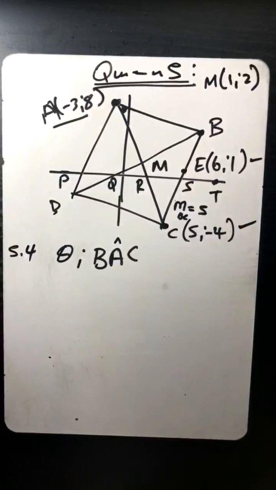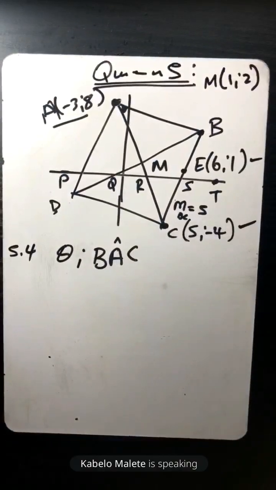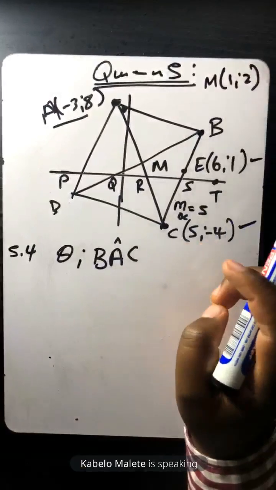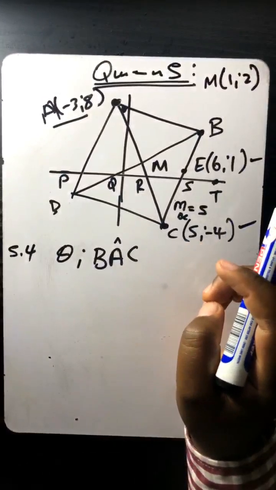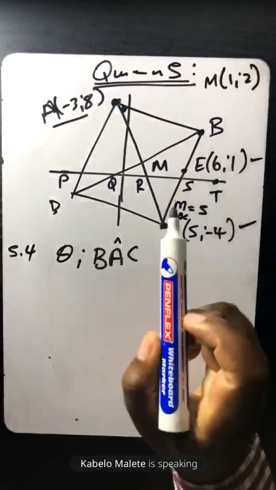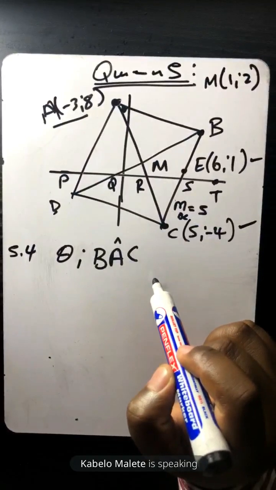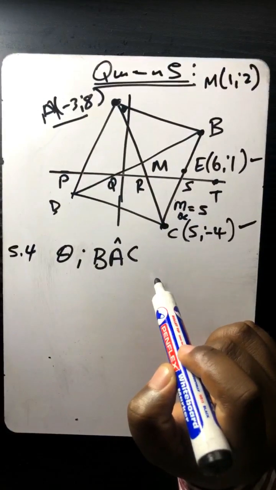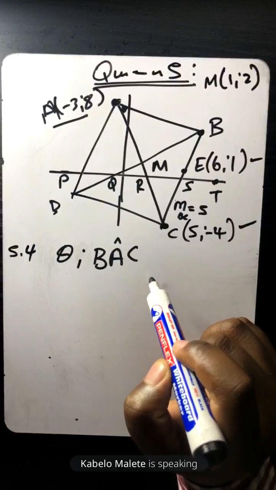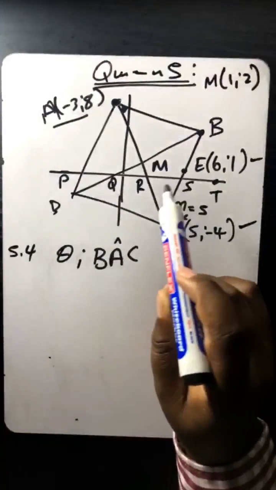How are we going to work out that one? Anyone who would like to suggest how we are going to work out that one? I'm going to try, I'm not sure I'm correct. Sir, I suggest that we use the gradient of AC to get the angle, the angle which is inclined by the y-axis and the line AC.